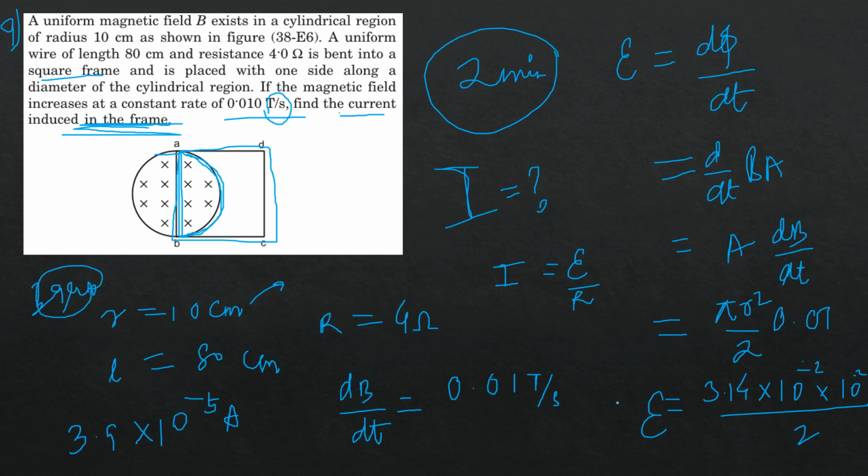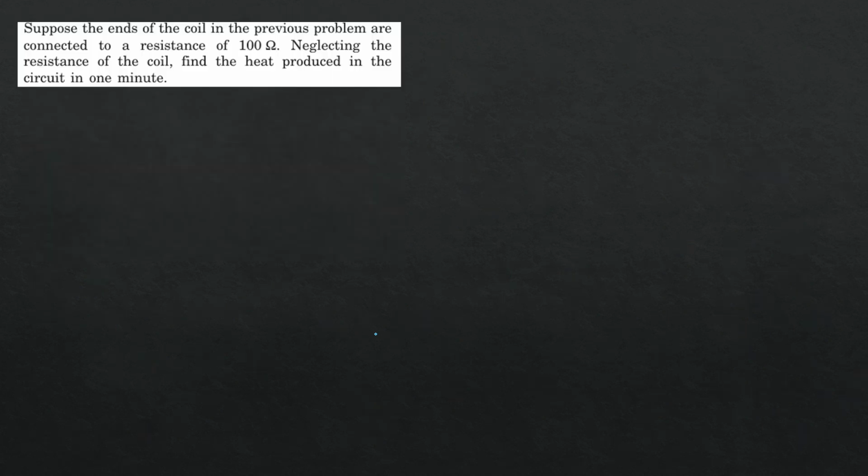Again, this was not hard, you just have to be cool during the question. You have to read it properly, where you have to find the current. Don't just do it blindly, like pi r square. Let's move to the next question.